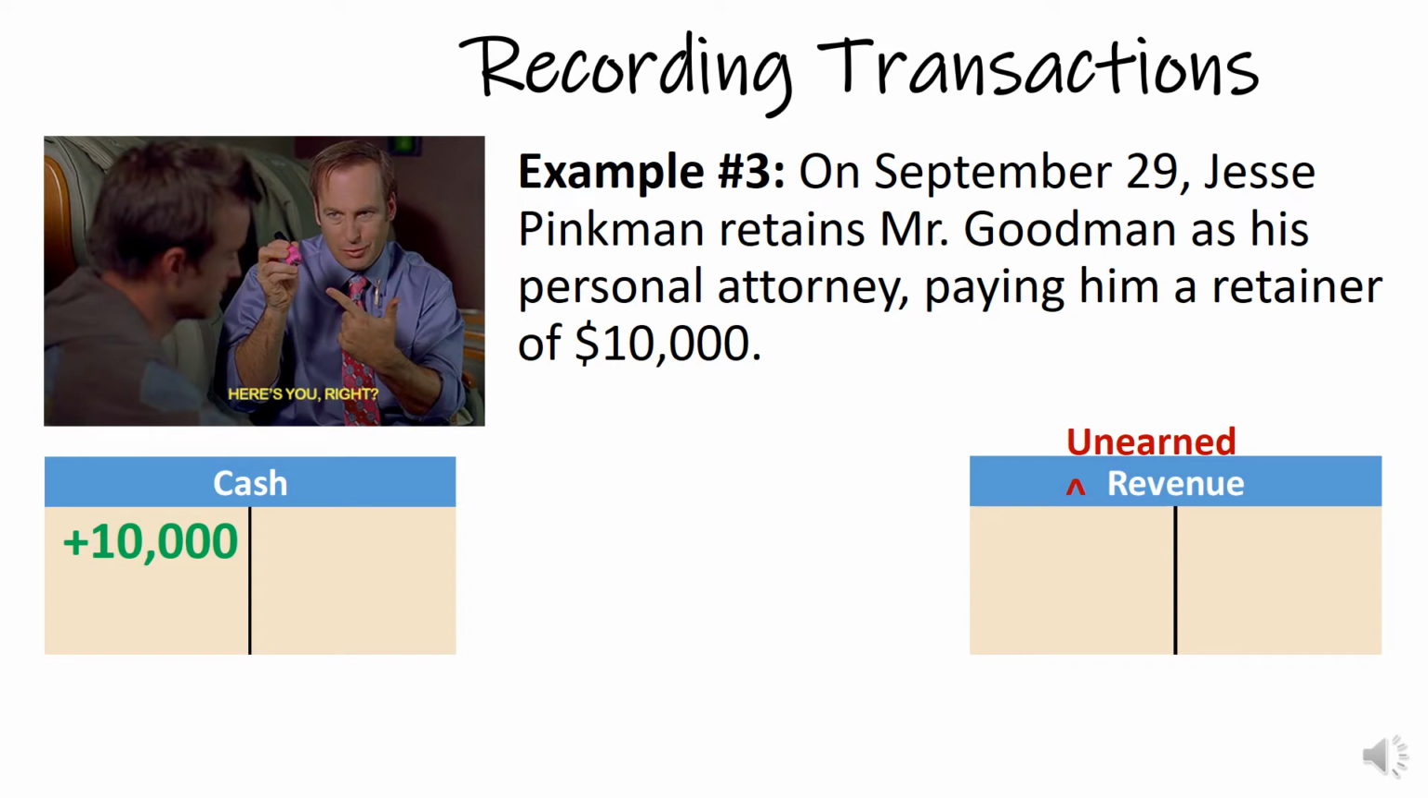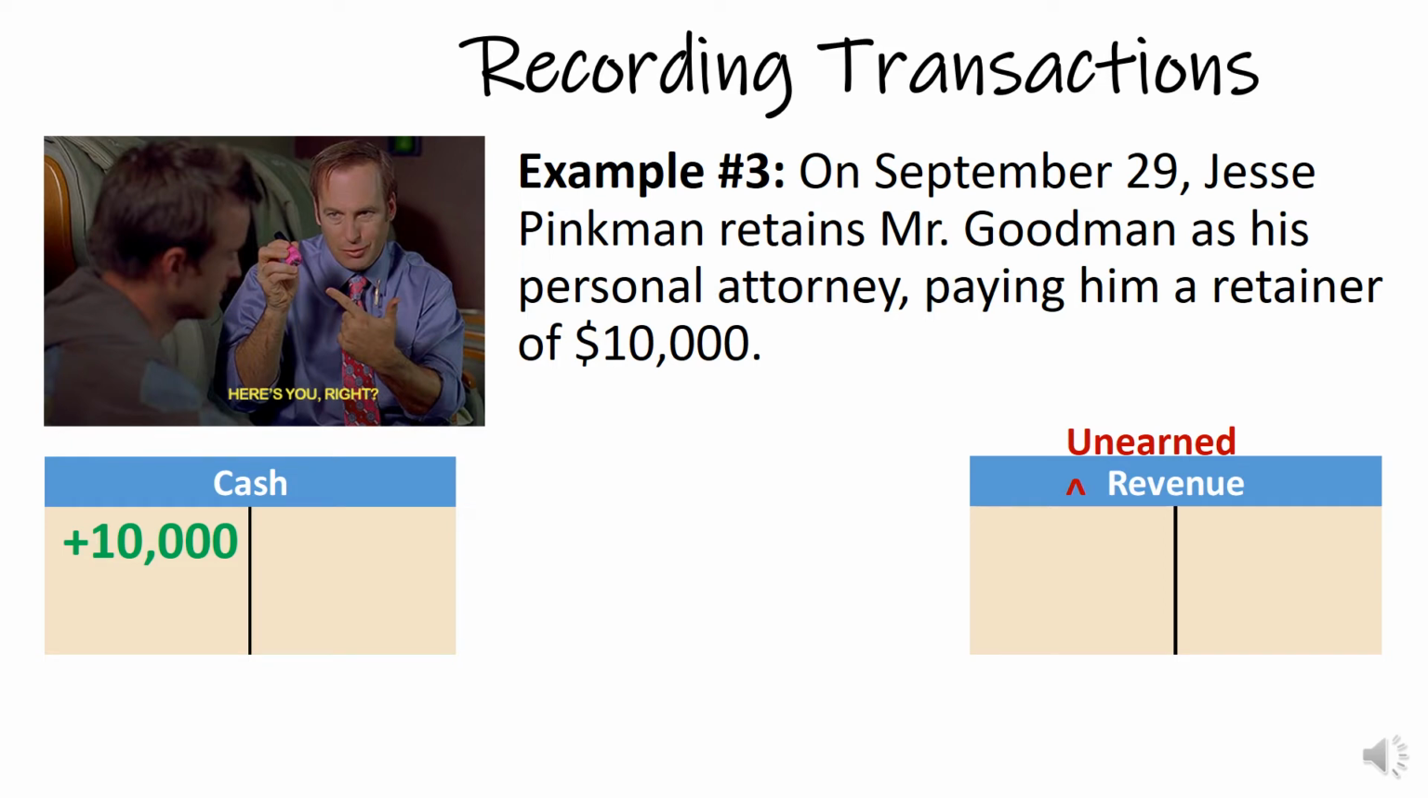On September 29th, Jesse Pinkman retains Mr. Goodman as his personal attorney, paying him a retainer of $10,000. We know that Jesse's going to hand Saul Goodman $10,000 worth of cash. And as Mr. Goodman does legal work for Jesse Pinkman, he's going to reduce the value of this retainer.